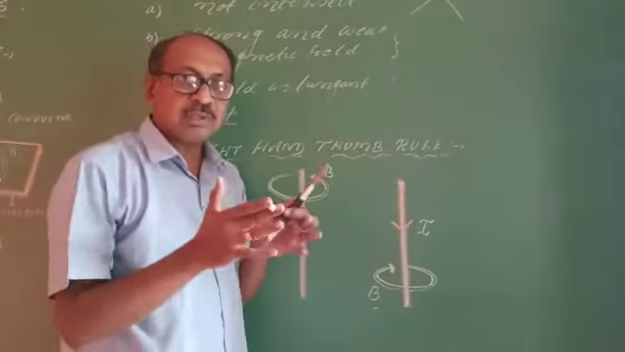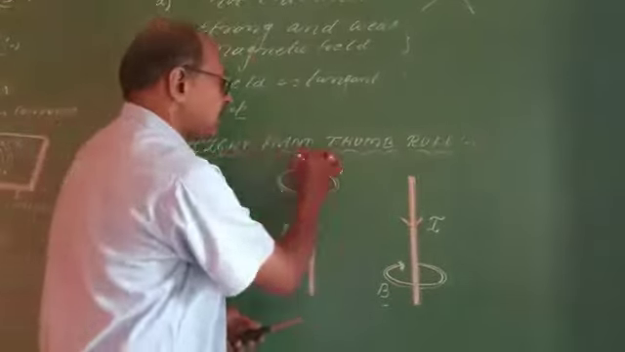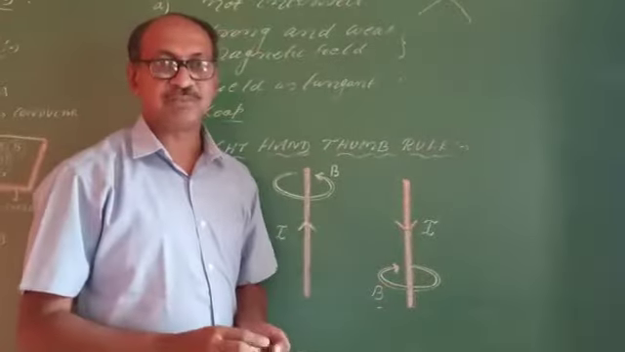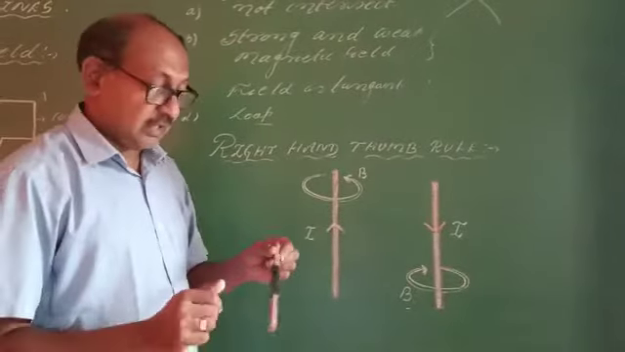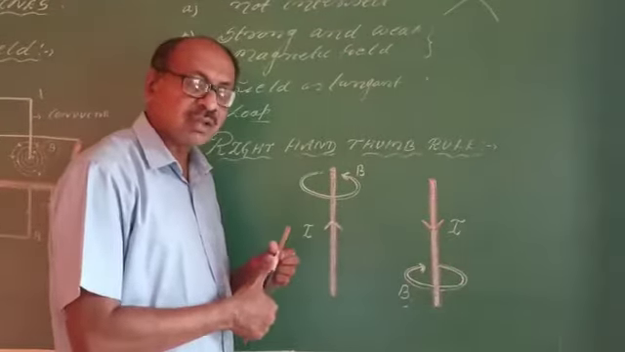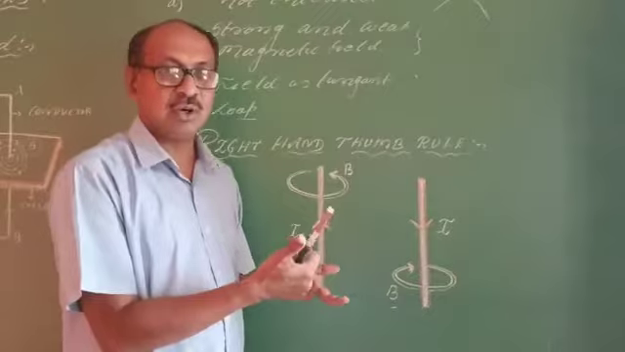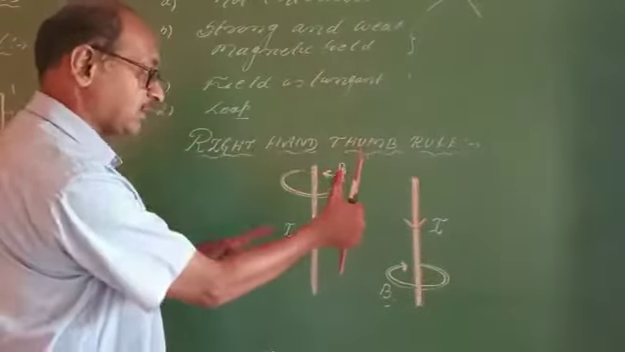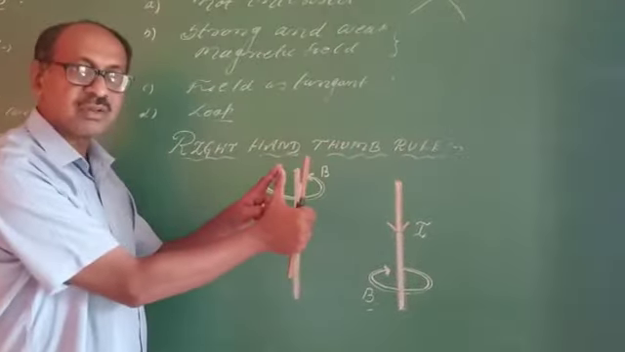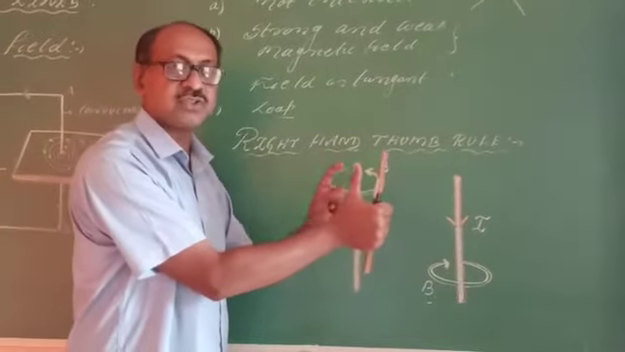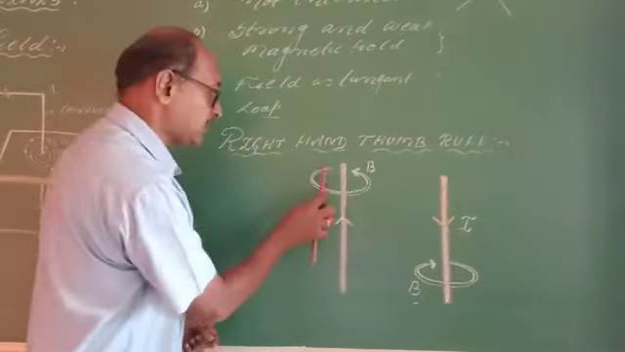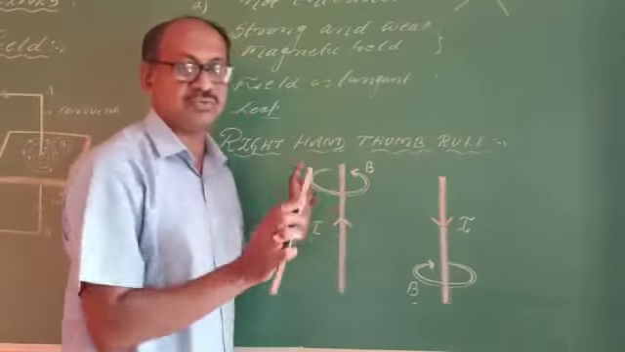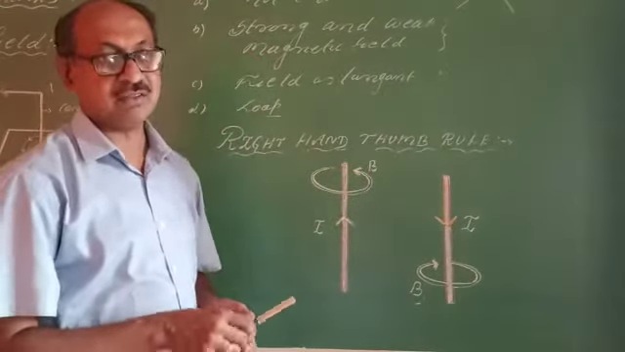I think you might have understood this. What is the right hand thumb rule? How do we state it? The right hand thumb rule states that if you hold a conductor in your right hand with the thumb outward, the thumb shows the direction of the current, and all the other fingers show the direction of the magnetic field.